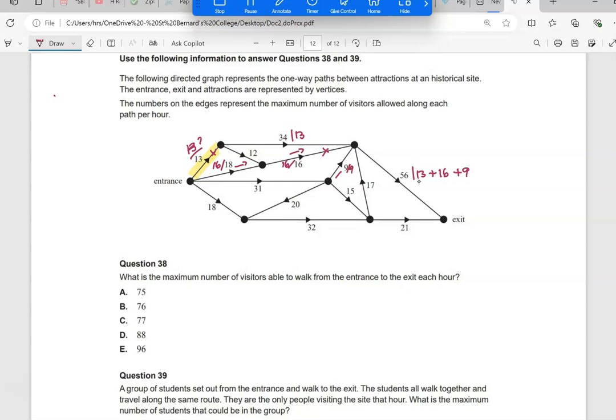So I've used 9 out of 31. So I can still get more to come through this 31. So I'll go through that. I've pretty much got 22 left, so I can push 15 through this pipe and 15 up through the 17.